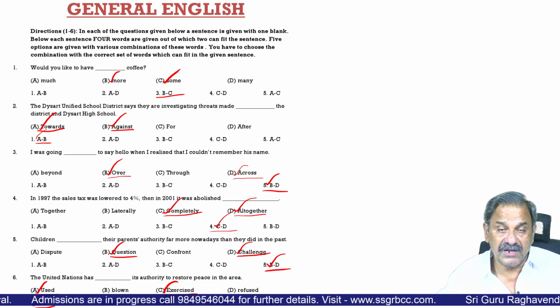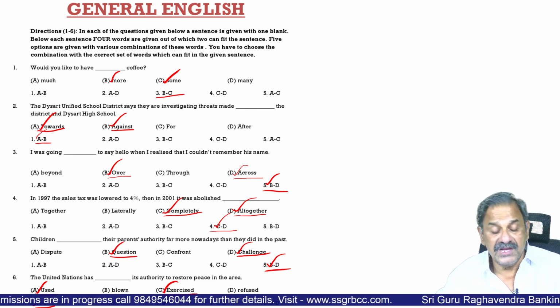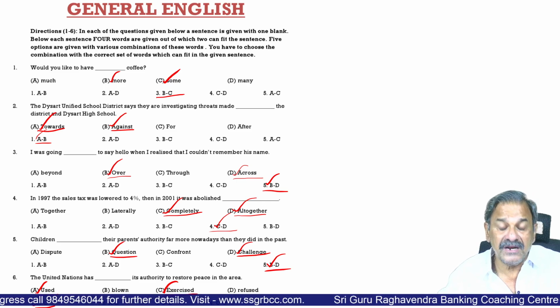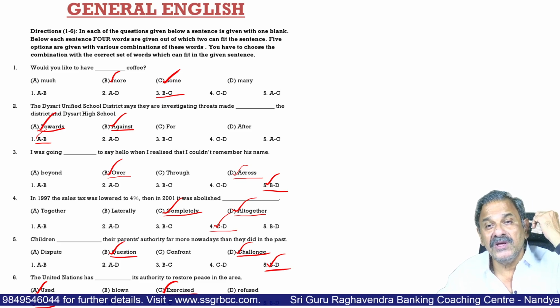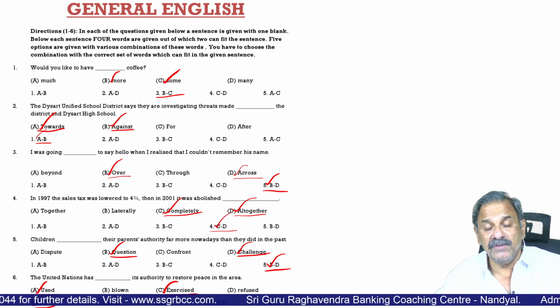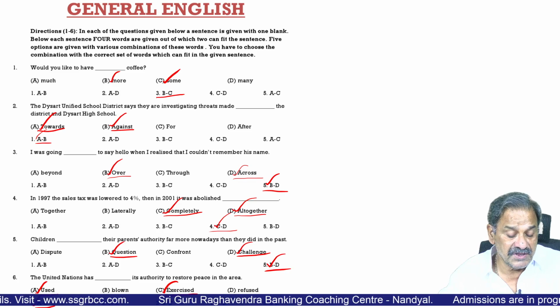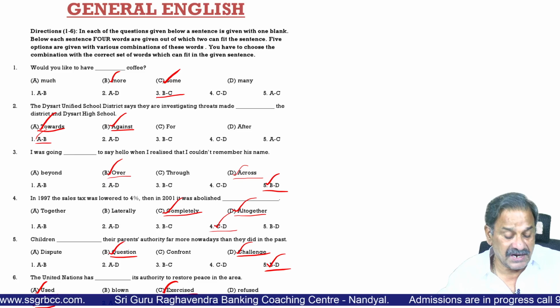BD combination. In 1997, the sales tax was lowered to 4%. Then in 2001, it was abolished completely. Here, completely means altogether. Both are going to convey the same meaning. Then CD combination is correct.